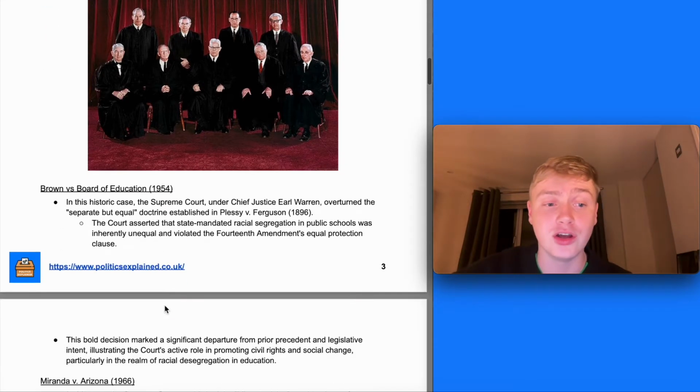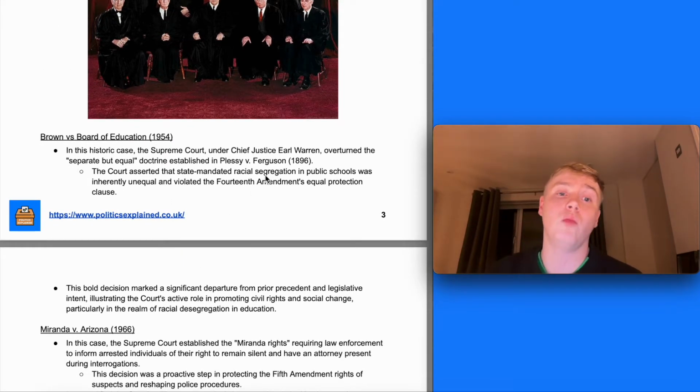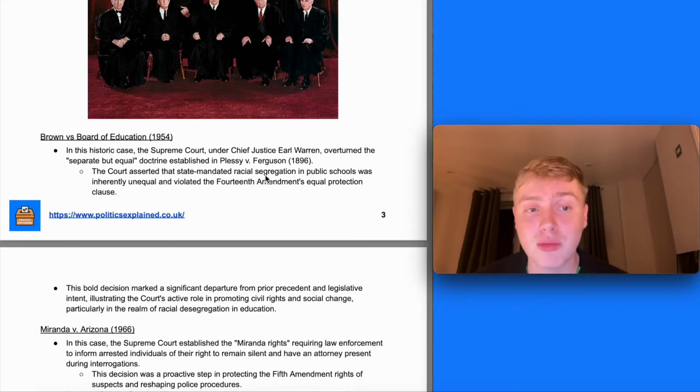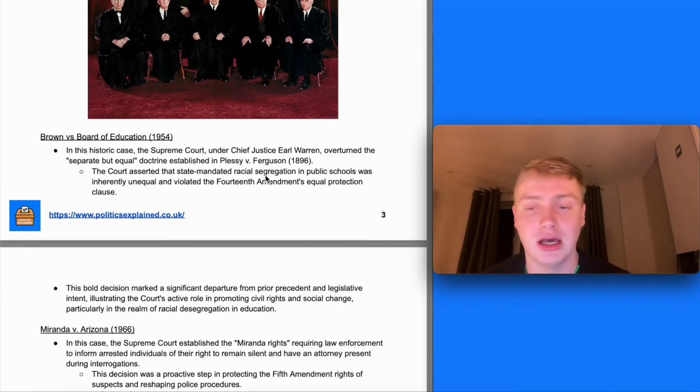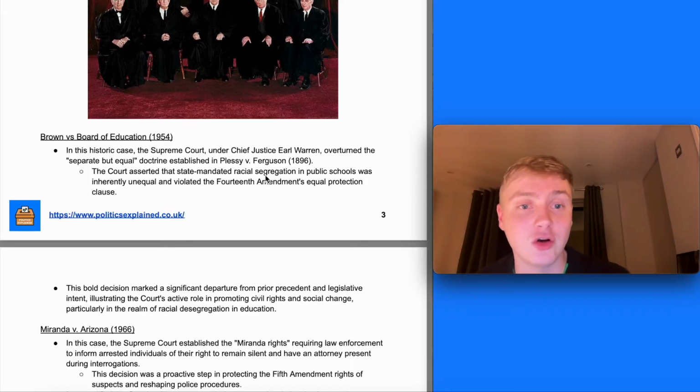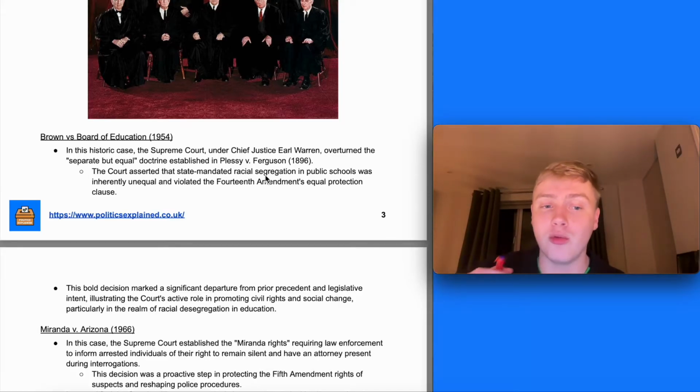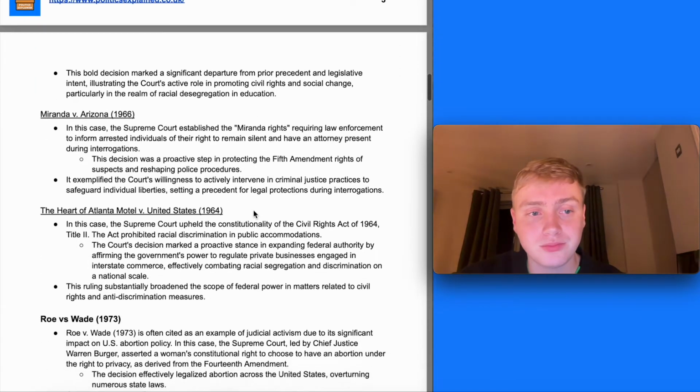Key examples of this include Brown v. Board of Education, where the Supreme Court overturned the separate but equal doctrine established in Plessy v. Ferguson. And this asserted that state-mandated racial segregation in public schools was inherently unequal and against the 14th Amendment's Equal Protection Clause, therefore struck it down and said that there couldn't be racial segregation in schools anymore. This decision marked a significant departure from prior precedent and legislative intent, illustrating the court's active role in promoting civil rights and social change, particularly in the realm of racial desegregation in education.